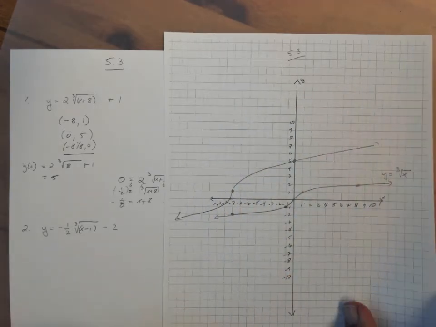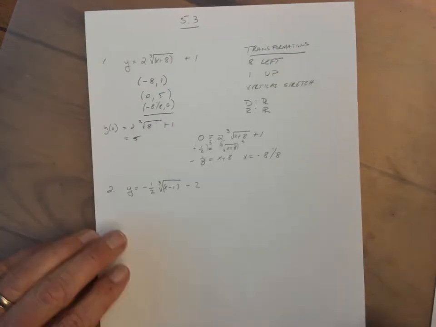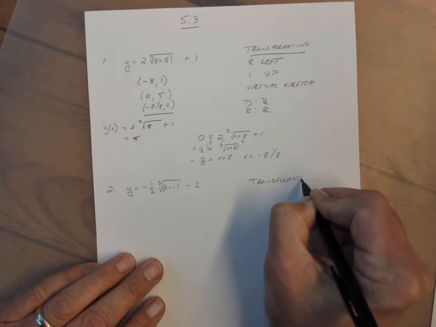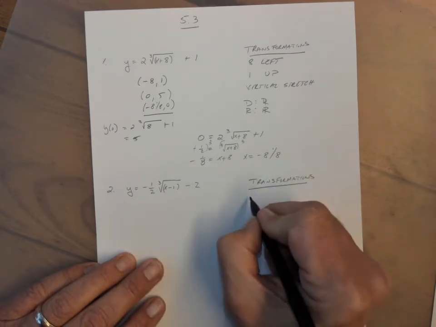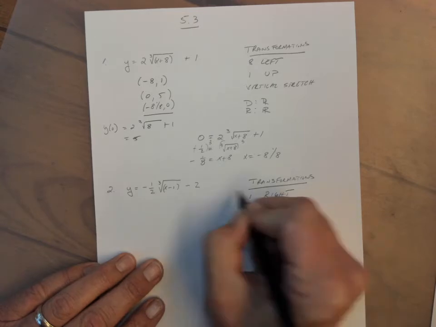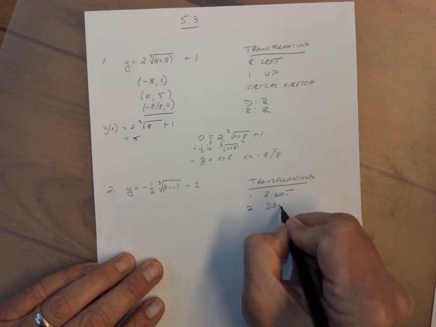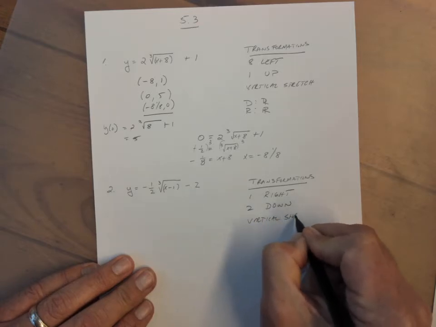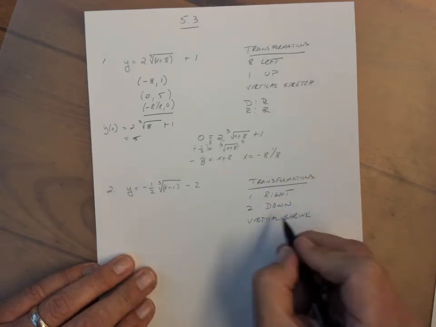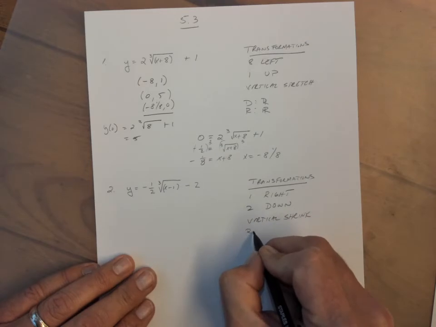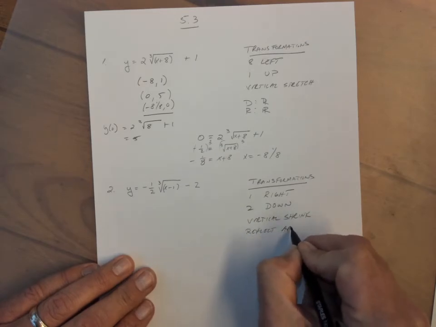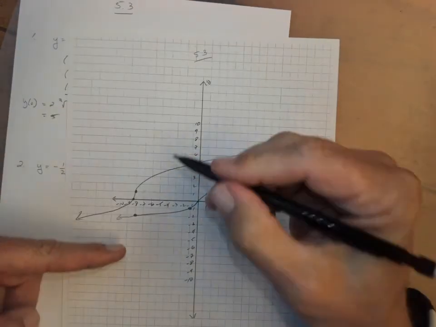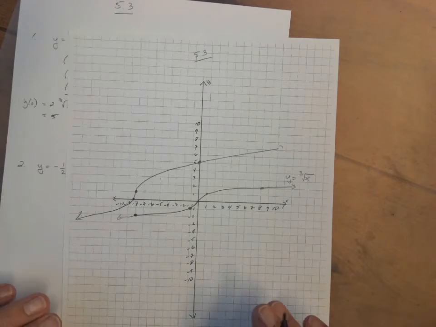Okay, looking at our second graph. So again, we're going to list our transformations. So the x minus 1, that goes 1 to the right. The negative 2 is going to move it 2 down. The 1/2 will be a vertical shrink. And the negative here in front will reflect about the x-axis. So this graph will flip that way around the x-axis.